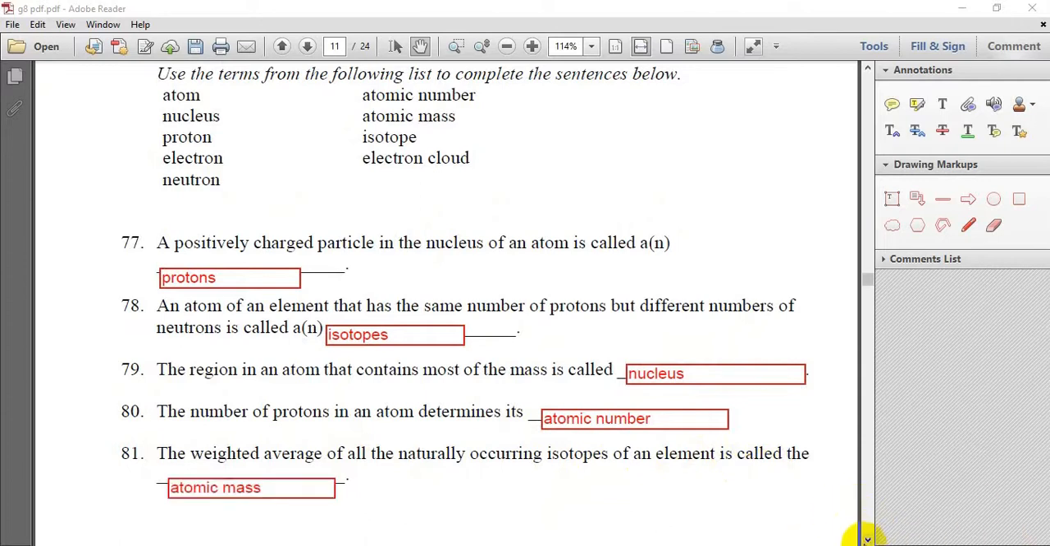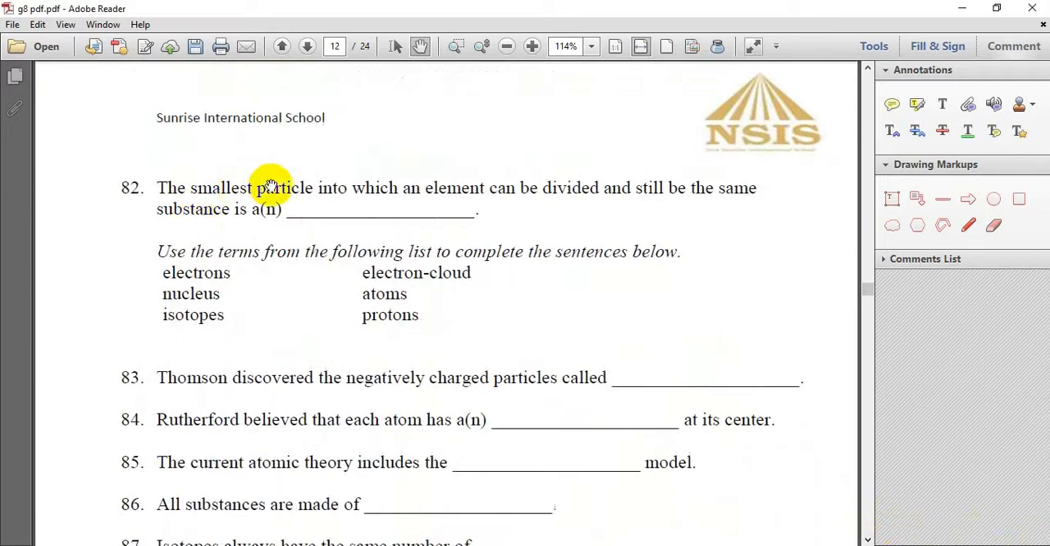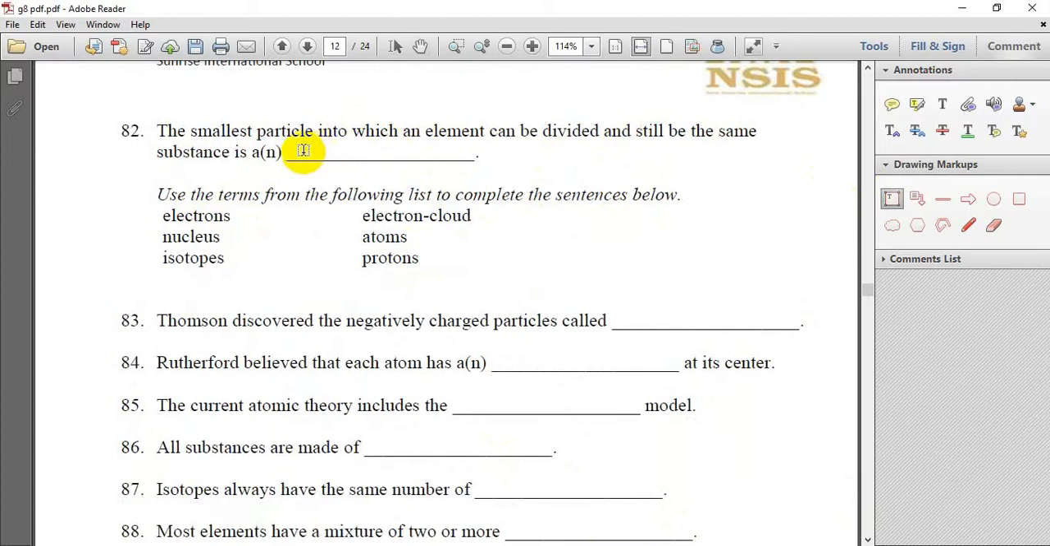And let's go to the next question. Question 82. The smallest particle into which an element can be divided and still be the same substance. This is, of course, atom, the smallest particle in the element. Next question, 83. Thomson discovered the negatively charged particle called. Thomson discovered the electron.